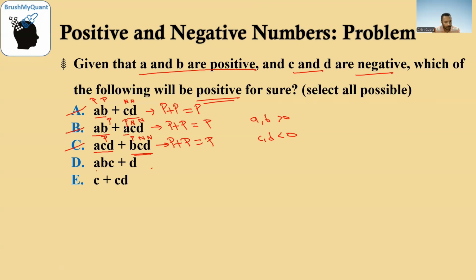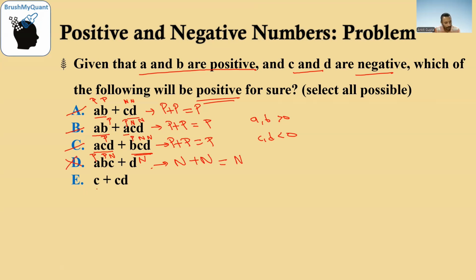Let's look at option number D. A is positive, B is positive, C is negative. That means we have a negative number here. Plus D is also negative, right? So we have a negative number again. And negative plus negative will always be a negative number. So D is not possible.